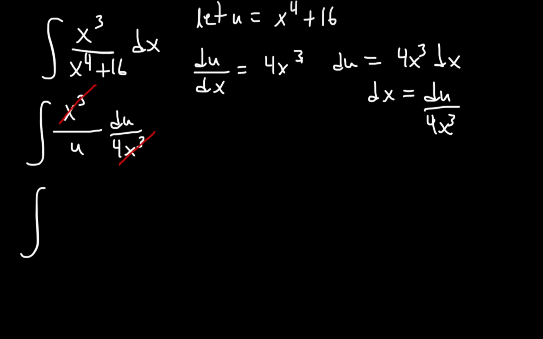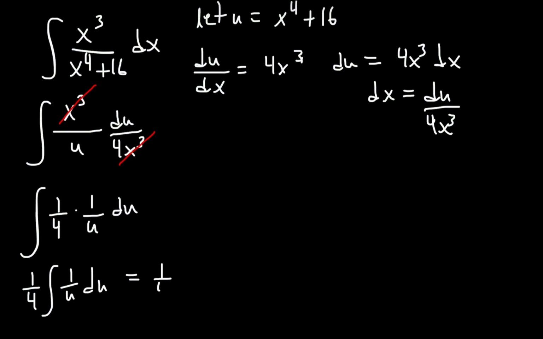Now we have the integral of 1/4 times 1/u du. So I can just bring this to the front. So I have 1/4 times the integral of 1/u du. And the integral of 1/u is just going to be ln with an absolute value of u plus the constant of integration. And earlier we said that u is equal to x raised to the power of 4 plus 16. So we'll put it back.